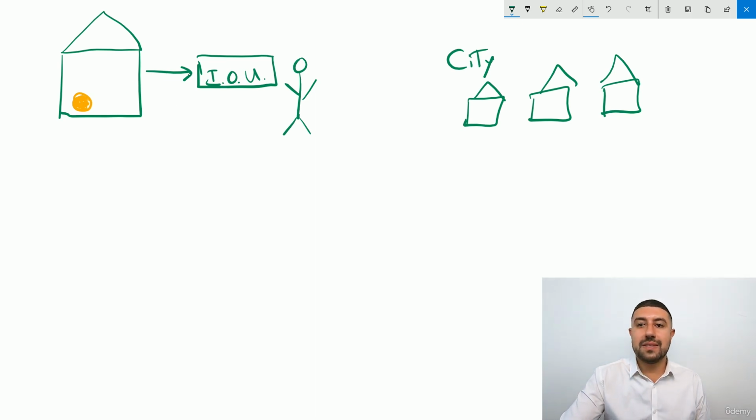Now, what happened is this made it very easy for people to buy things. So people started using the IOUs and kind of forgot about the coin. So maybe this guy uses the IOU to buy something, and the person who got this IOU doesn't even go back to redeem it. He uses it to buy something else.